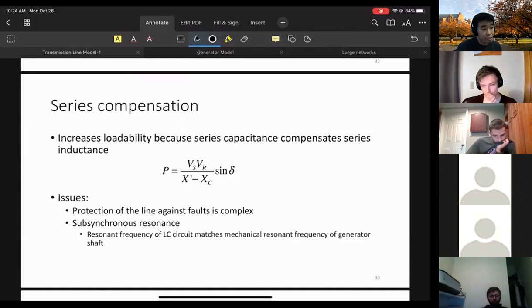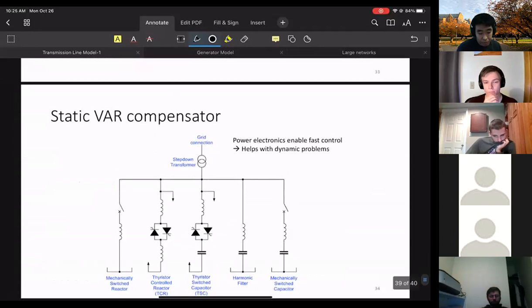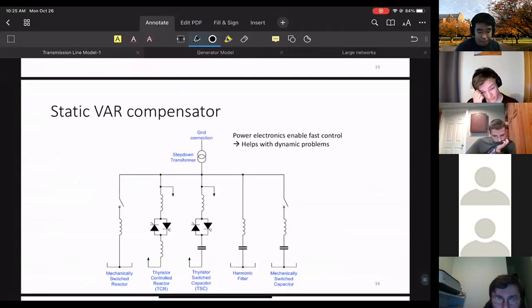And so these are the devices you cover more in power electronics. How do you make these kinds of switching capacitors? How do you use thyristor control? How do you do mechanical control? How do you add filtering components? We won't worry very much about how exactly you build compensators. But if you take something like power electronics, you'll go a lot more in depth.